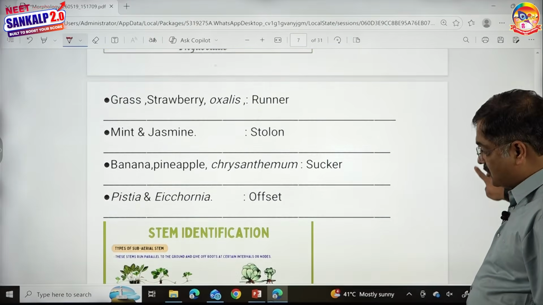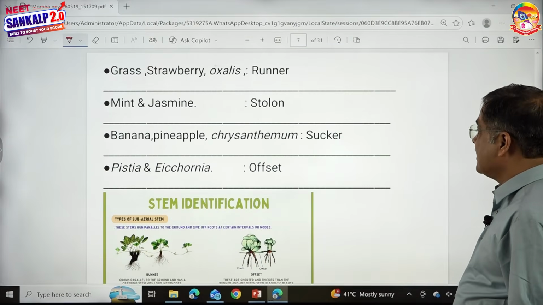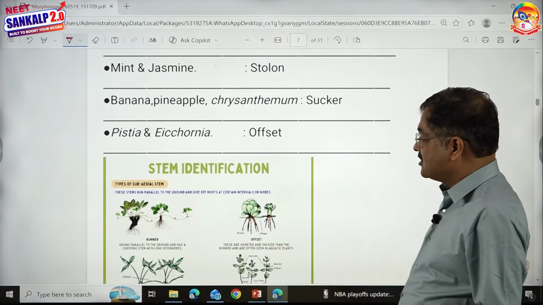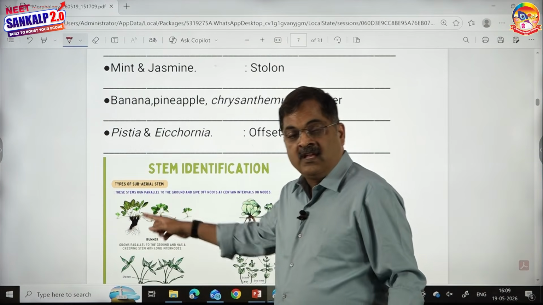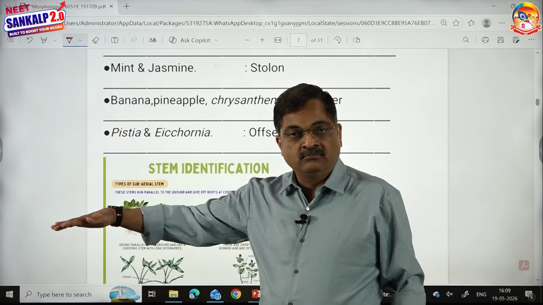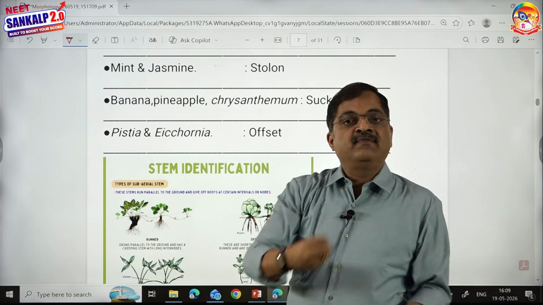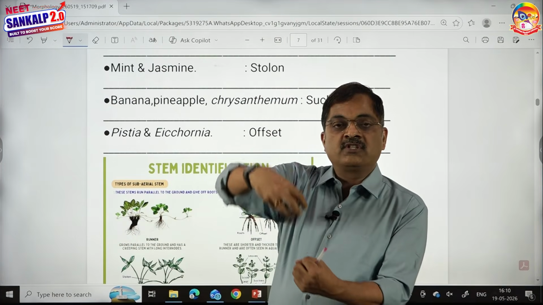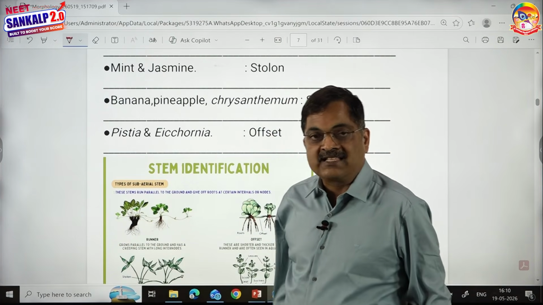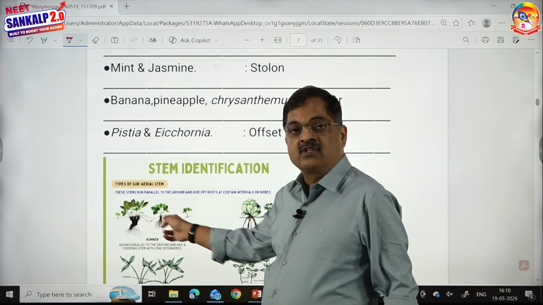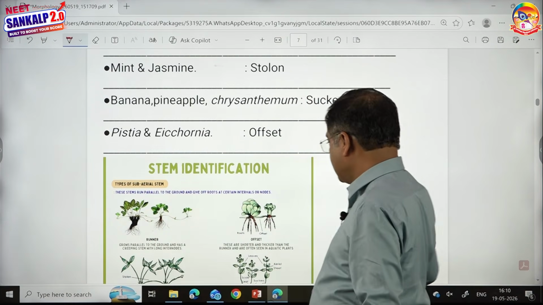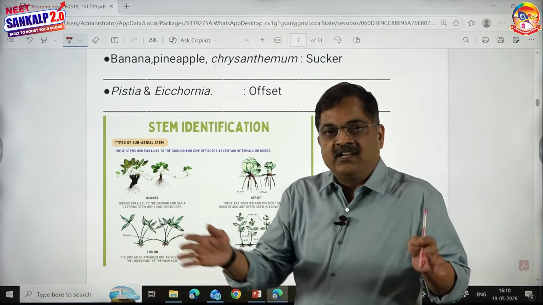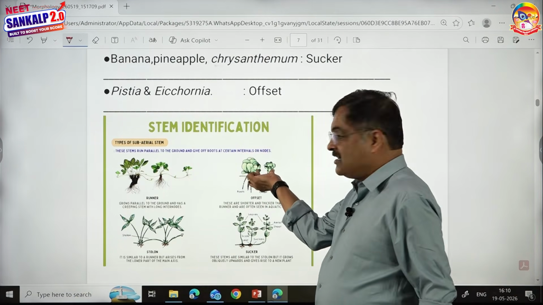Now we are talking about subaerial stem modifications. Grass, strawberry and Oxalis are examples of runner. Look at the runner, children. It moves horizontally on the ground. It produces roots and leaves at every node. It runs literally on the ground, producing roots and leaves at every node. That is an example of a runner. When these internodes are cut, they propagate vegetatively. Then, what is an offset? An offset is a short runner with only one internode.